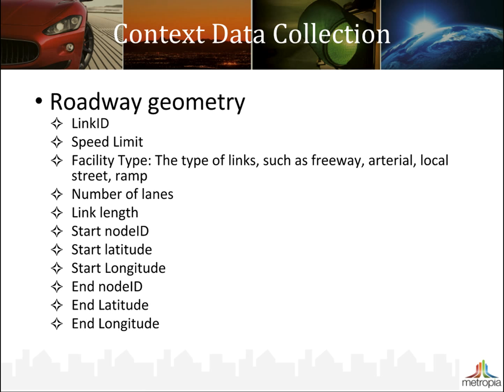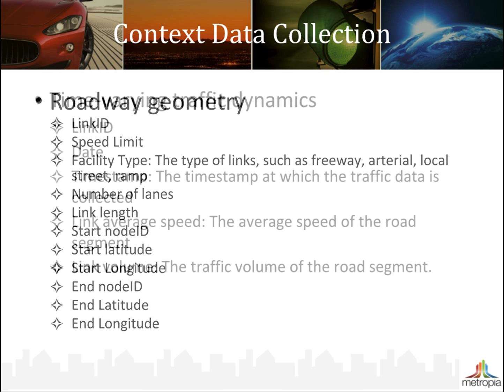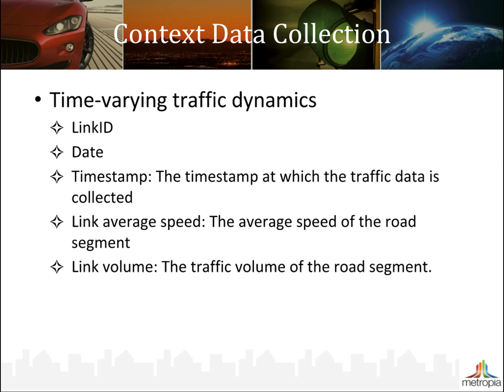The Metropia cloud servers host detailed traffic network attributes, like the ones shown in the slide, such as speed limits, facility types, number of lanes, and so on. These are all used in this study. On the Metropia cloud server, the time-varying traffic dynamics, such as traffic speed and traffic flow, for each traversed link are updated every 5 minutes. The link average speeds and link volumes for each road segment are also updated every 5 minutes.